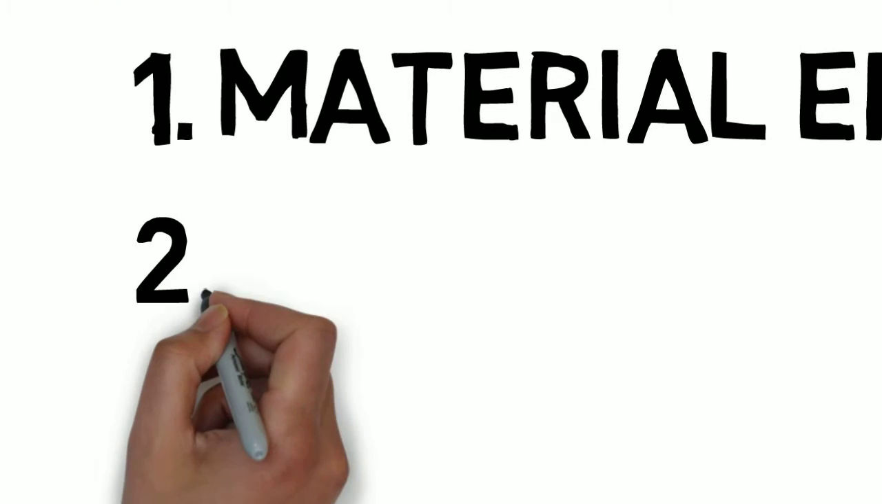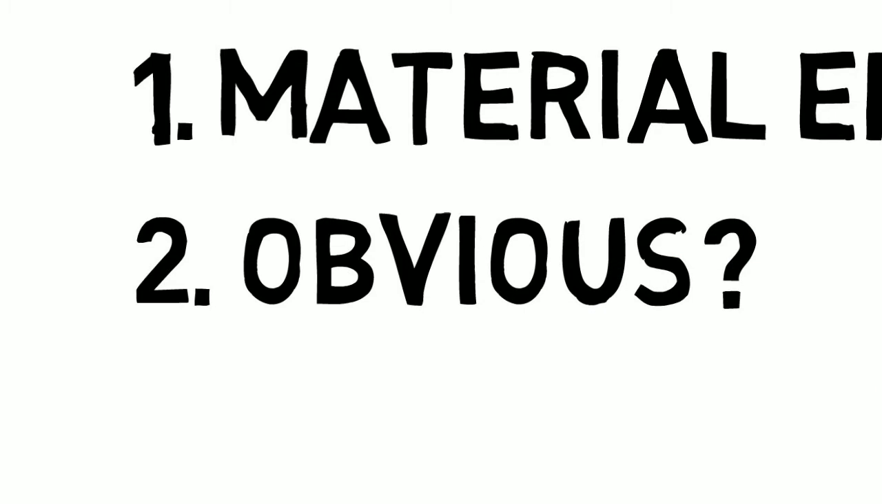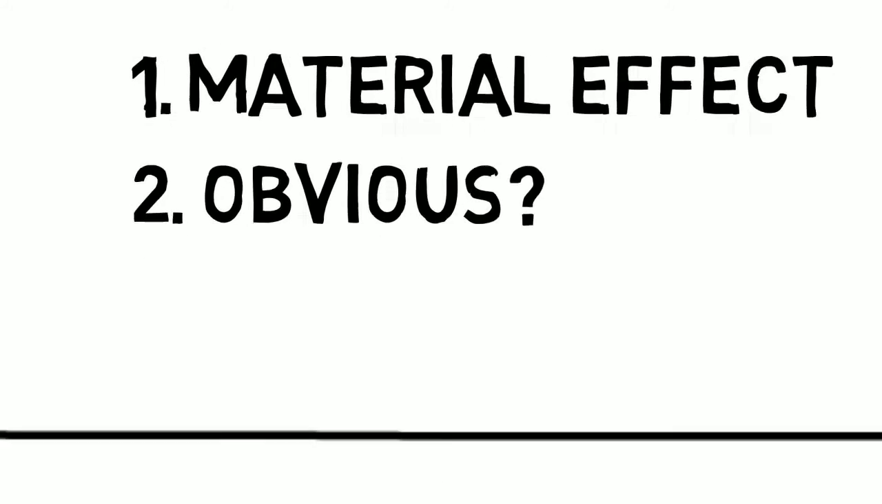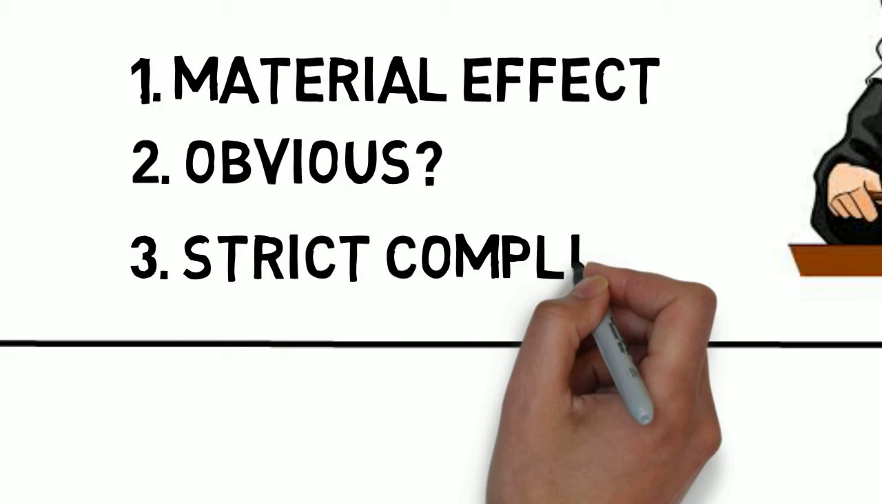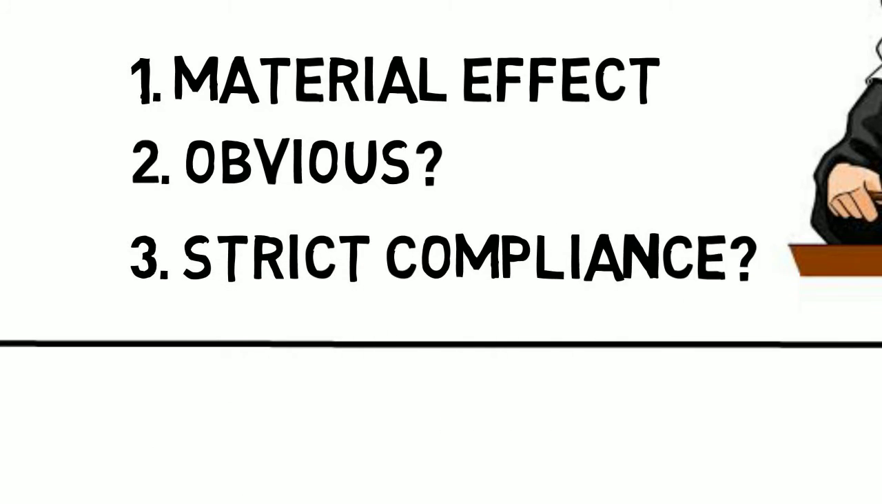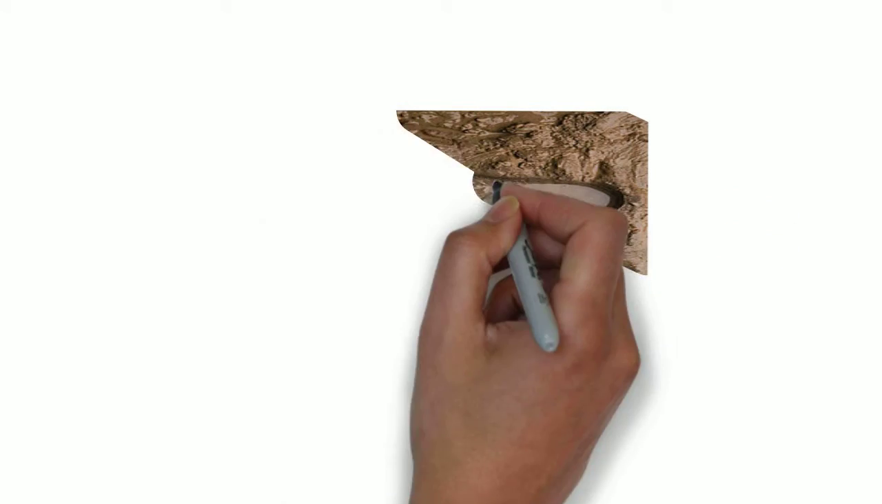2. If it has no material effect, would this be obvious to a skilled person? If no, the variant falls outside the claim as it does not give rise to a change. 3. Would a skilled person have understood from the language of the claim that the patentee intended that strict compliance with the meaning of an essential requirement of the invention? If yes, the variant is outside the claim. If no, the variant falls within the scope of the claim.